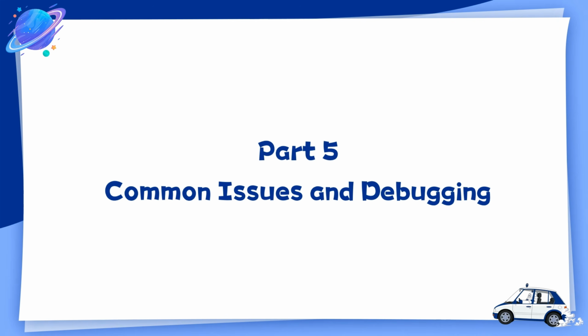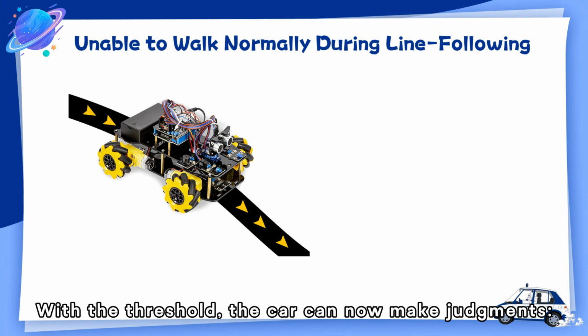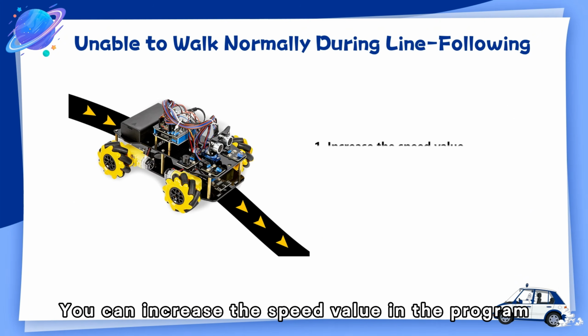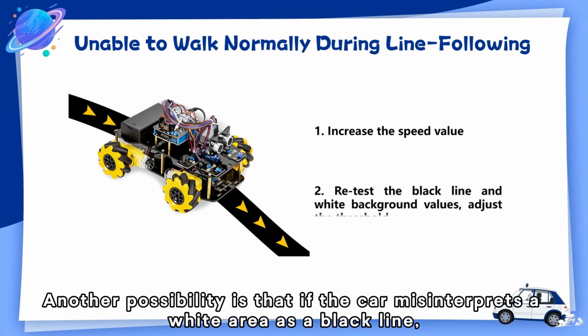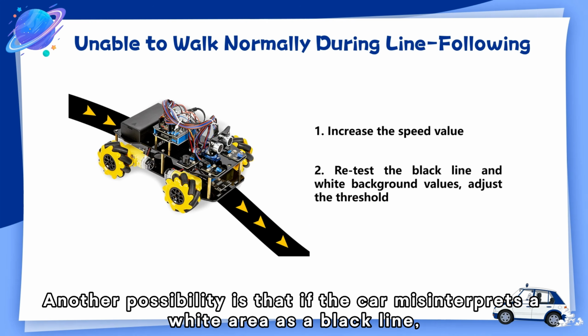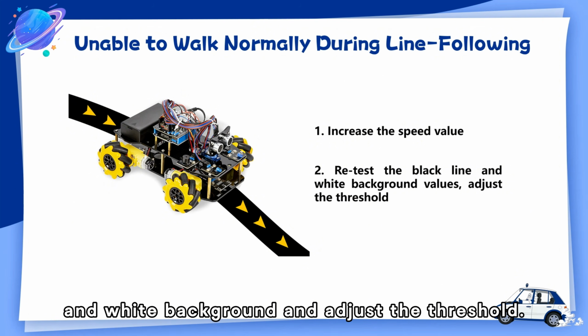Part 5. Common issues and debugging. If the car cannot move properly during line tracking, it may be because the car is running too slowly. You can increase the speed value in the program to give the car enough speed. Another possibility is that if the car misinterprets a white area as a black line, you can retest the values on the black line and white background and adjust the threshold.